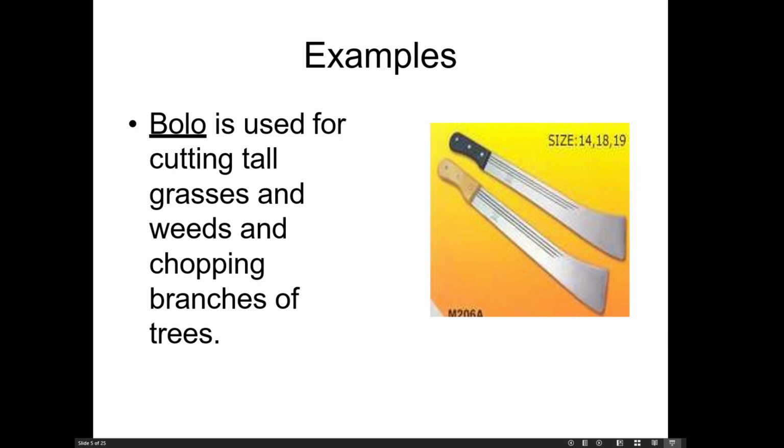Before you start planting, for you to be able to prepare the land, maglilinis ka muna, magbubunot ka ng damo, magpuputol ka ng mga branches na sobra kapag kailangan. Yung mga unwanted plants na hindi naman kailangan, yung mga damo na sobrang lalalim na ng ugat, yung mga matataas na damo. Some gardeners use bolo, particularly in cutting down branches na sumusobra na. Again, that is the bolo or the itak.